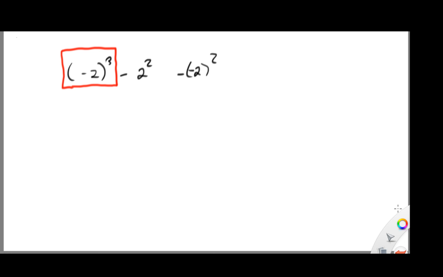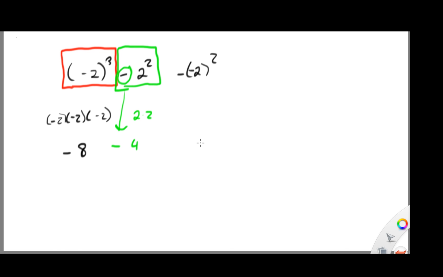So let's do what's in here. We don't use the thumb rule because it's already in parentheses. So what we're saying is -2 times -2 times -2, which is going to give us 3 negatives, -8. All right, next up, let's deal with this term. This is the term that we do use the thumb to cover up. So 2 squared is literally 2 times 2, which is 4, and we're going to drop that negative.